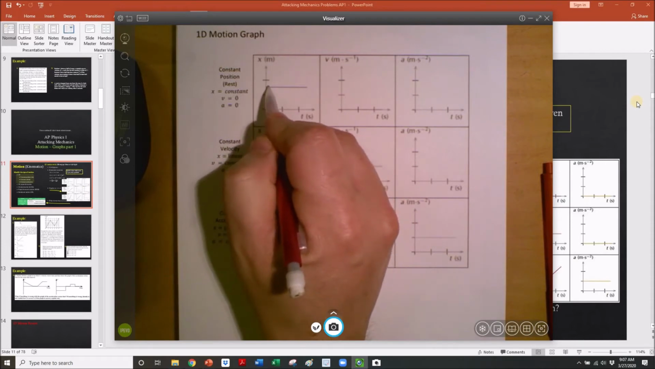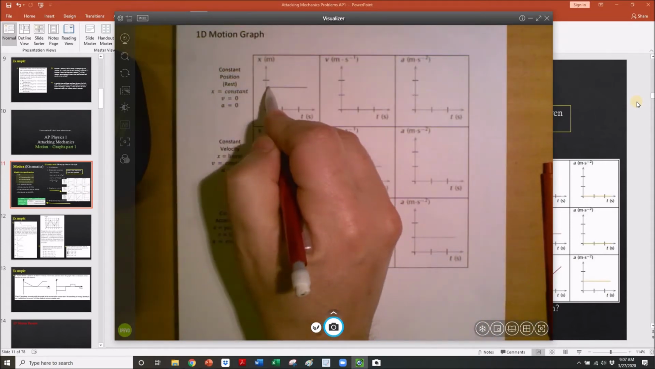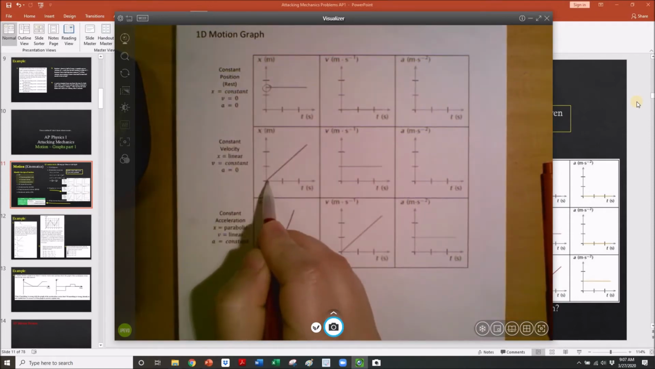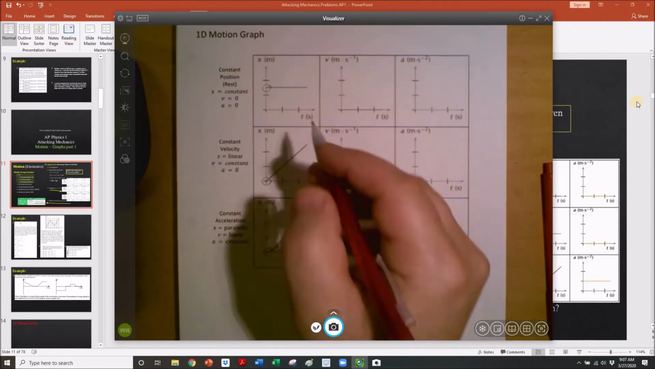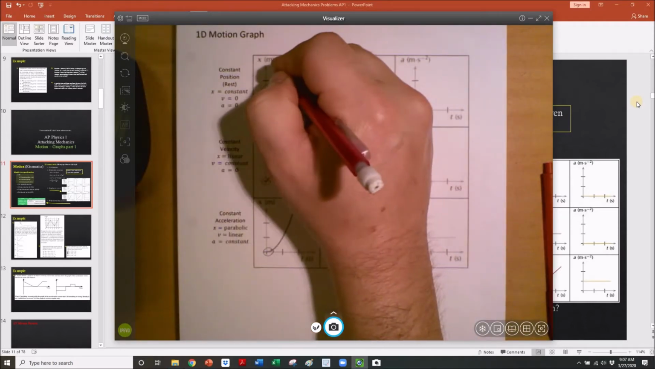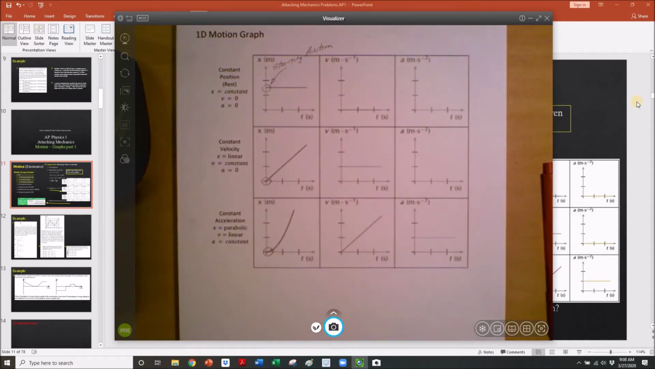This spot right here, what do these graphs tell us? All right. This spot right here, the intercept, on the x-t, or the position-time graph? That tells us where we start. So that's our starting position.